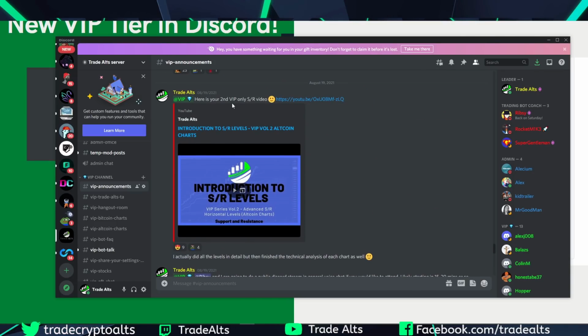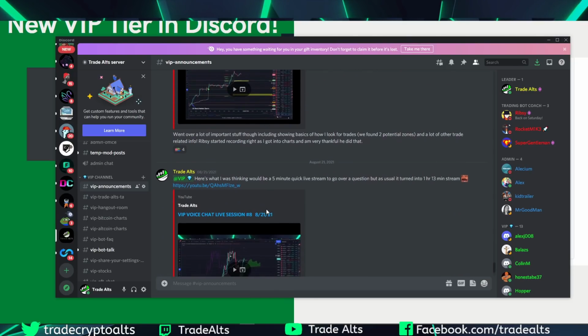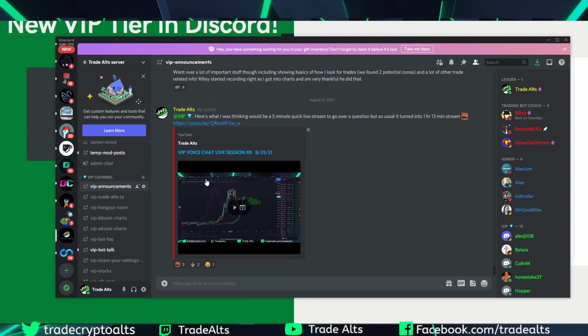And then VIP only, support resistance level. This is not going to be in public, but this was made just for the VIPs, talking about support resistance, and there are some advanced topics that we are covering. So it's another thing that you're going to be able to get in VIP.